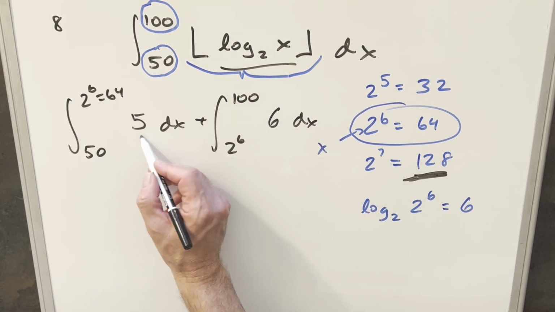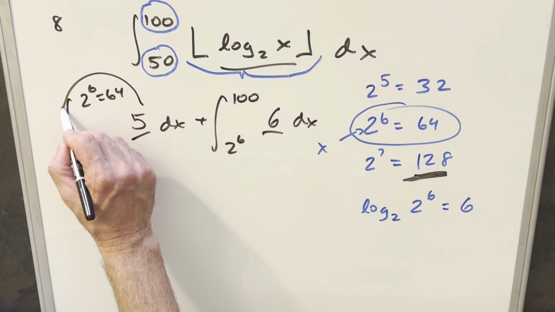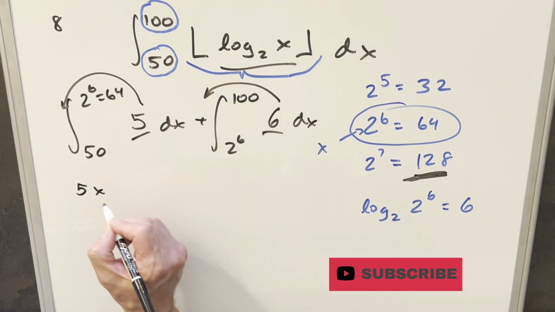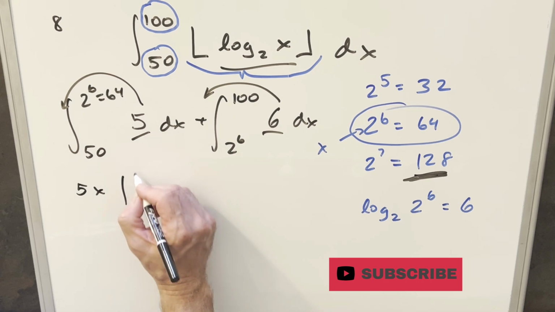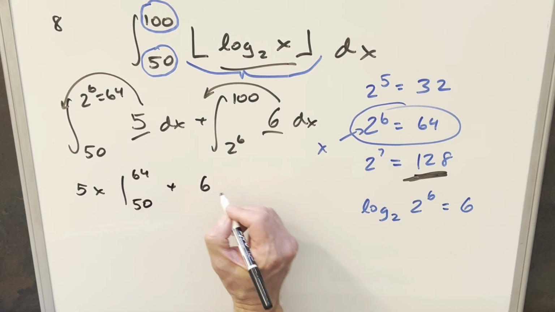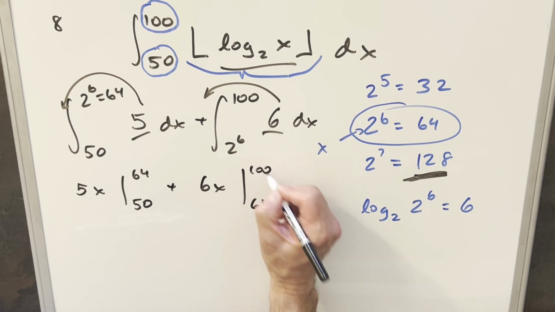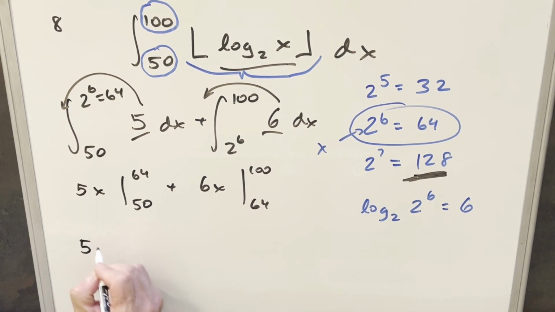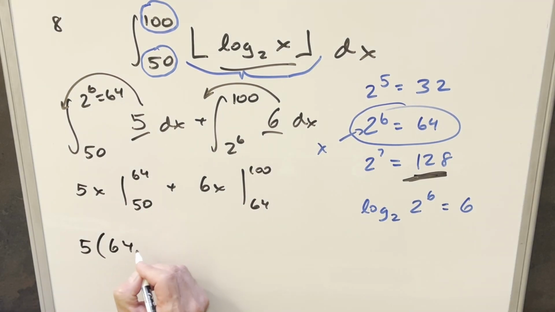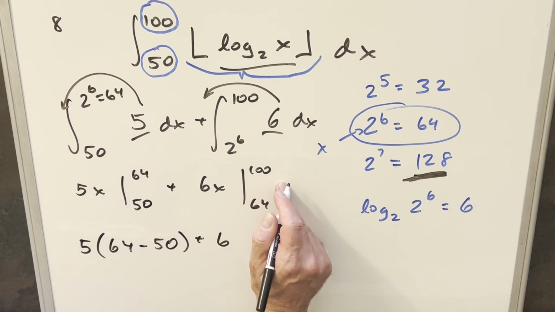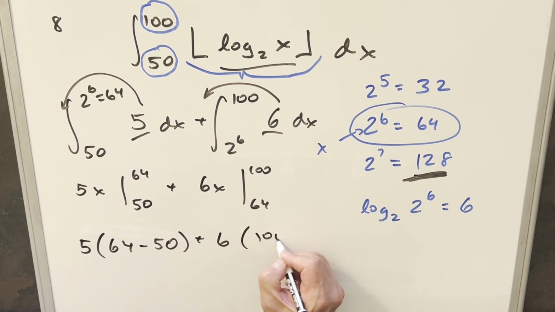But now both these values are constants. We can bring them out front of the integral, and it's just going to be easy to integrate. So for the first one, we're going to have 5x evaluated from 50 to 64. And then for the second one, we're going to have 6x evaluated from 64 to 100. Plug everything in. Over here, we're going to have a 5 times 64 minus 50. And then for this one, we're going to have 6 times 100 minus 64.